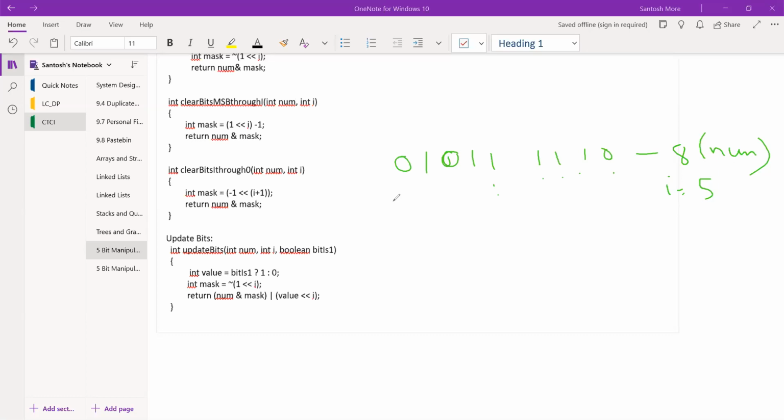So if we have all ones, like an 8-bit one, and then we left shift by 5 plus 1, which is 6, right? So if we left shift by 6, we are going to have 1 2 3 4 5 6 almost, right? So then we are left with only these two ones, and the rest all will go away, correct?